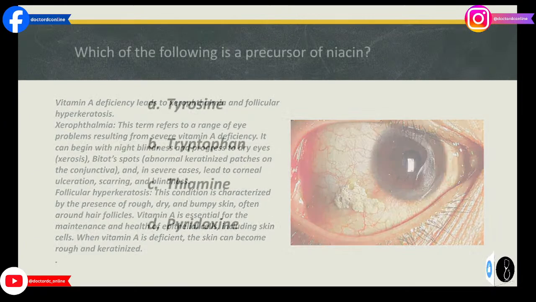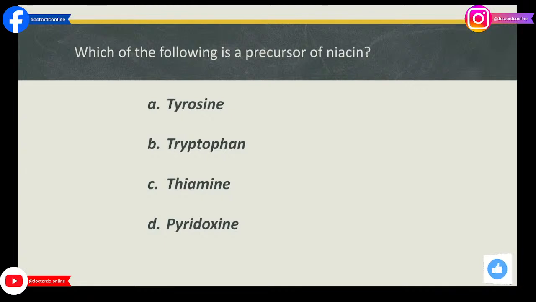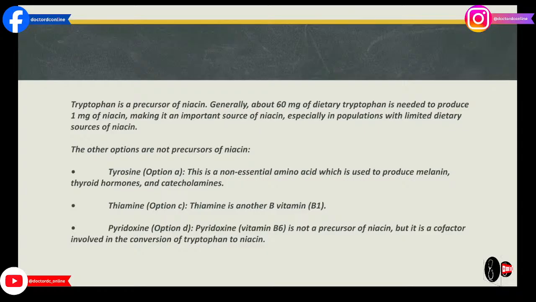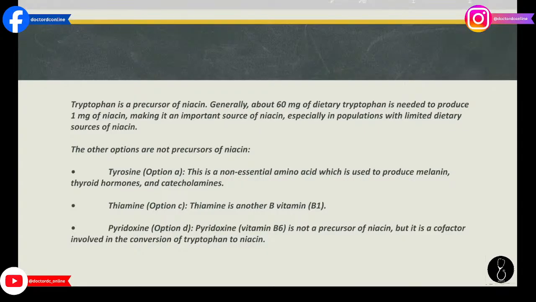In question 34, which of the following is a precursor of niacin? Option A, tyrosine, option B, tryptophan, option C, thiamine, or option D, pyridoxine. Tryptophan converts into niacin with the help of vitamin B6. The correct answer is option B, tryptophan.